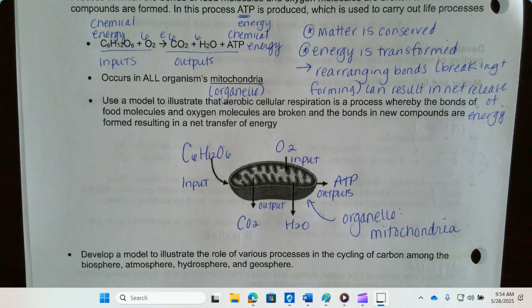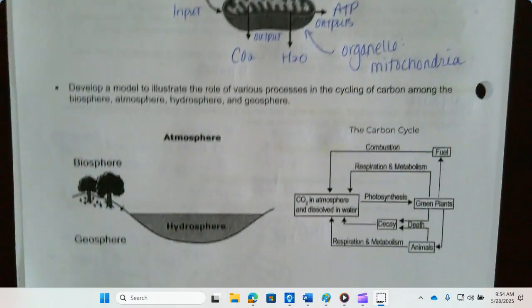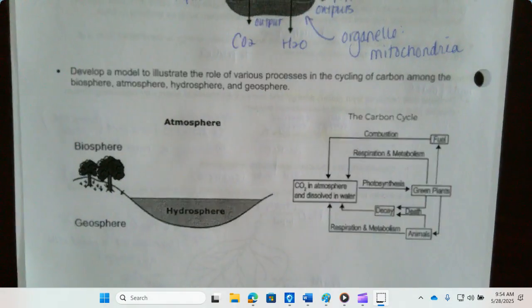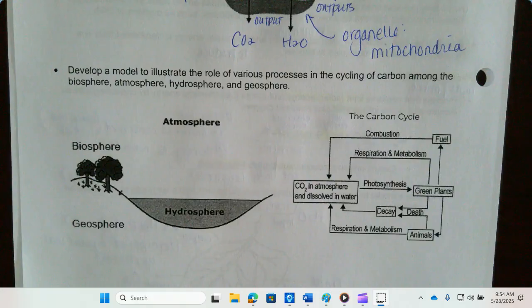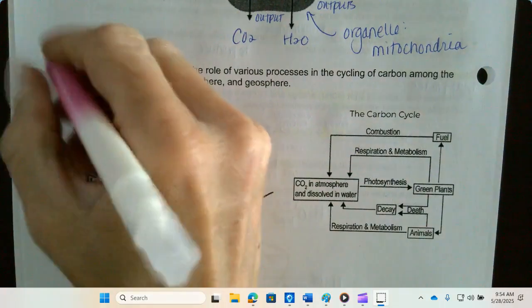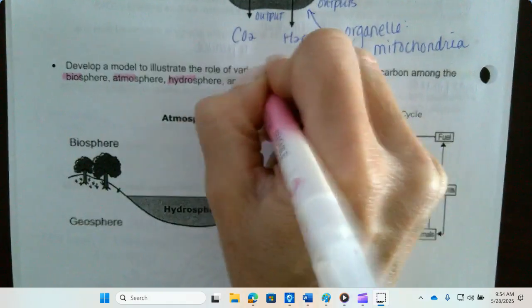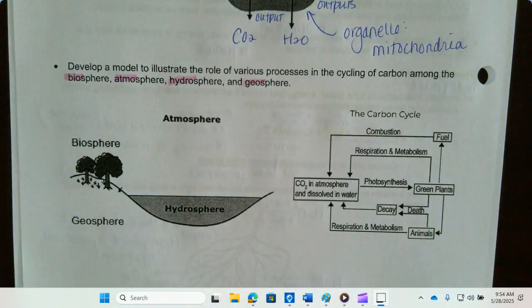Something that's a little bit new for this Regents is going to be words like biosphere, atmosphere, hydrosphere, geosphere, and also really understanding what's going on with the cycling of carbon inside of the Earth. What I suggest we do is make sure that we can break apart these words. The prefixes are so important, and it will help us keep track of where all the things are.